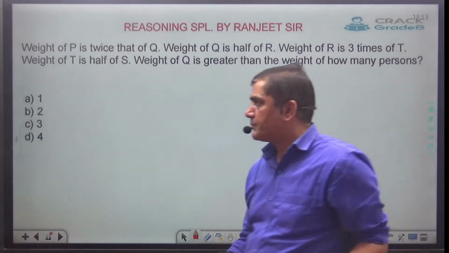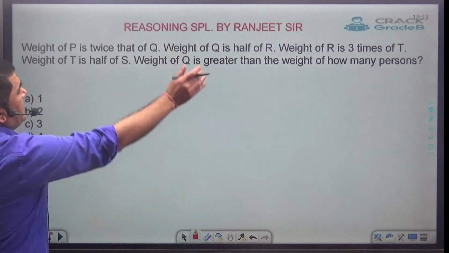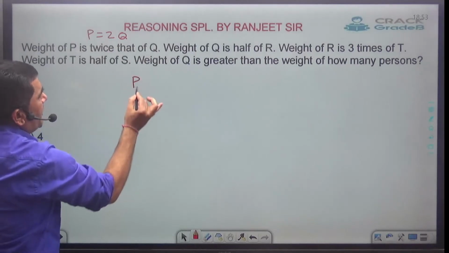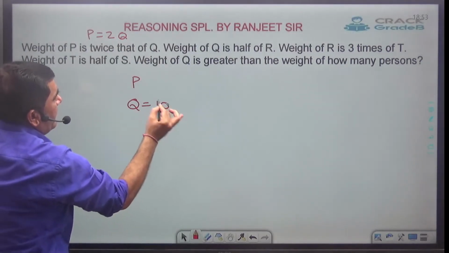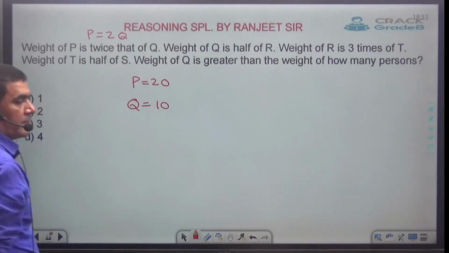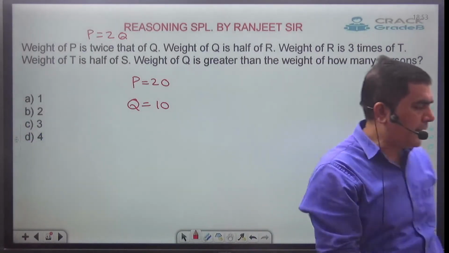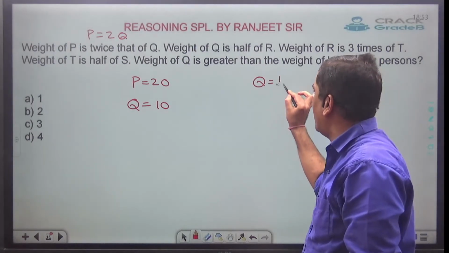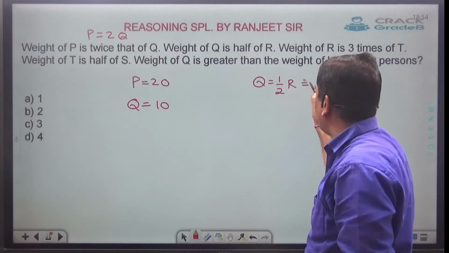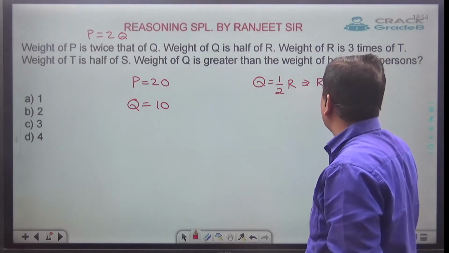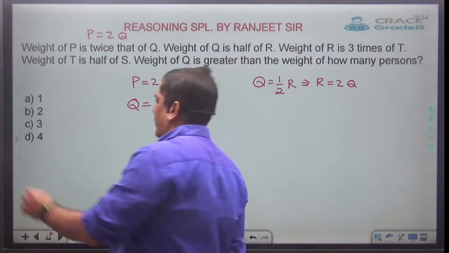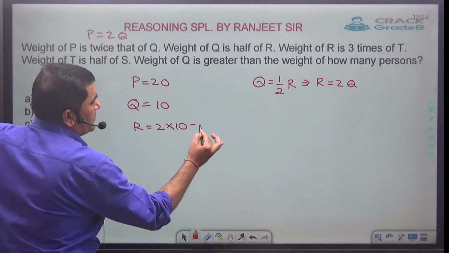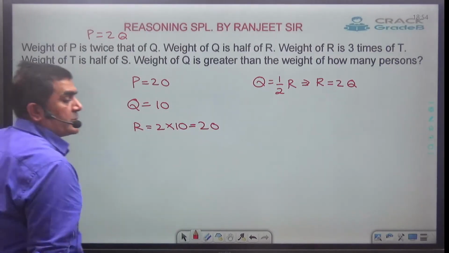Okay, now let's arrange. Here they are saying P is twice that of Q. It means if I assume the weight of Q to be 10, P will be 20. Clear? Next one. Weight of Q is half that of R. So they are saying Q is half of R. It means R will be twice of Q. Q is 10, so 2 into 10 is 20. So R's weight comes out to be 20.